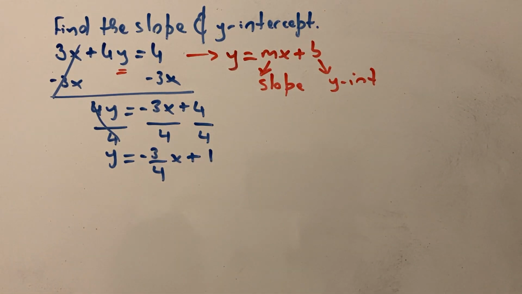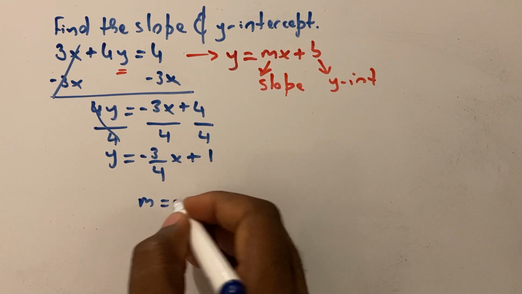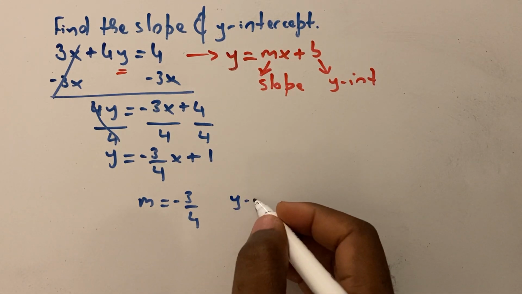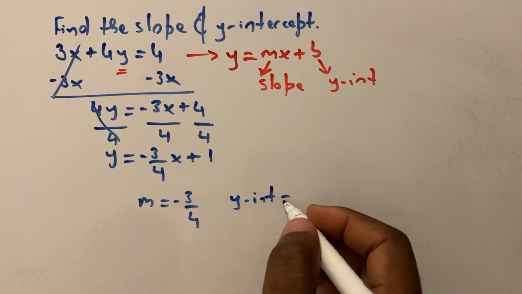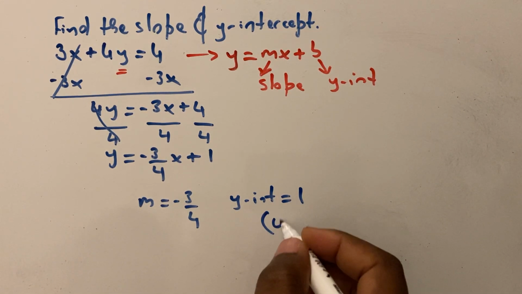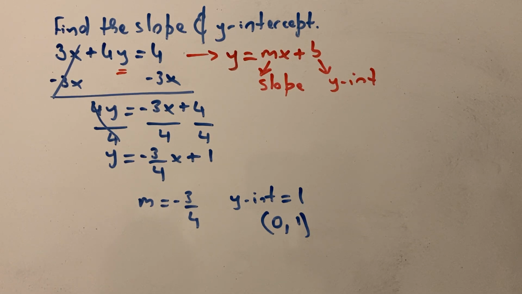is 1. Therefore, what do you see here? This is the slope, m equals negative 3 over 4. And this is the y-intercept, b equals 1. Or you could just write it as an ordered pair where x is 0 and y is 1, okay? So you can write it as an ordered pair, again, (0, 1), and the slope would be negative 3 over 4.